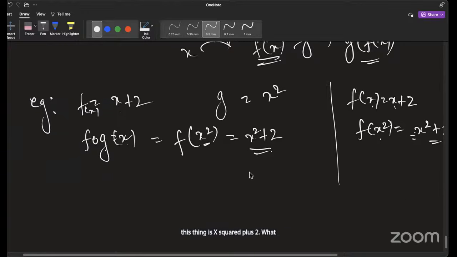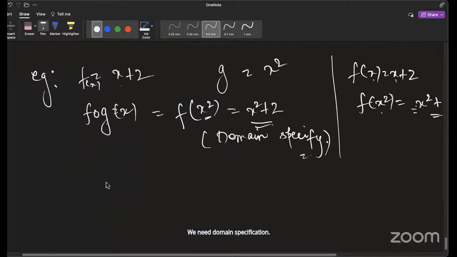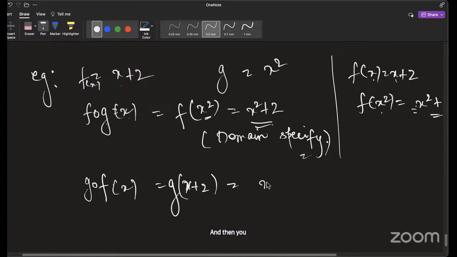We'll come to the domain later; we need domain specification. And then let's do g o f. What is g o f? First you do x plus 2, and then you apply g on it. Here your argument is x, and now you would have to take x plus 2, so instead of x, take x plus 2 whole square.